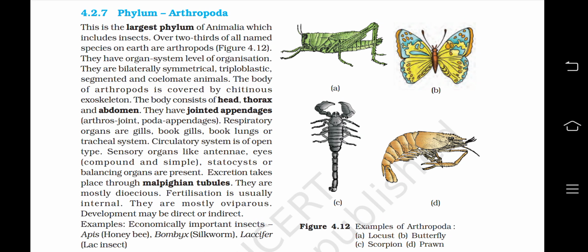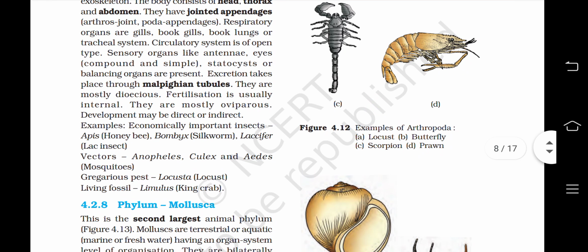They are mostly dioecious, which means unisexual, and the sexes are separate. Fertilization is usually internal. They are mostly oviparous. Development may be direct or indirect. Examples: economically important insects are Apis, honeybee, Bombyx, silkworm, Laccifer, lac insect. Vectors are Anopheles, Culex, and Aedes. These are the types of mosquitoes. Now, gregarious pest is Locusta or locust. Living fossil is Limulus or king crab.